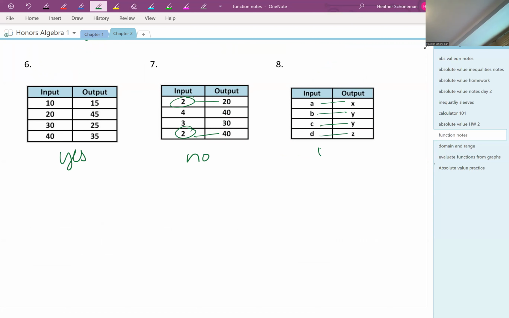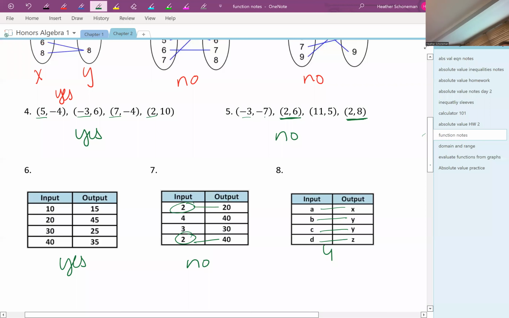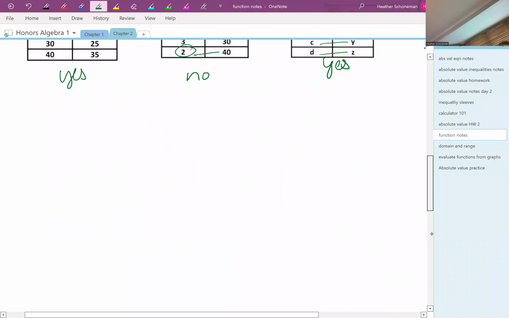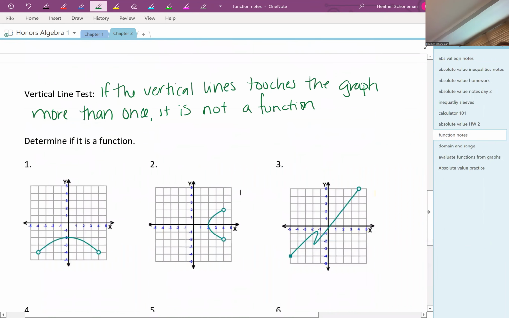Okay, so we can look at it in the map, in the ordered pairs, in a table. We can also look at it in a graph. And for the graph, we do what's called a vertical line test. So we're going to run a vertical line from left to right. And if it hits the graph more than once, it's not a function.